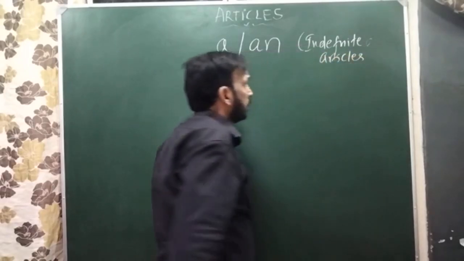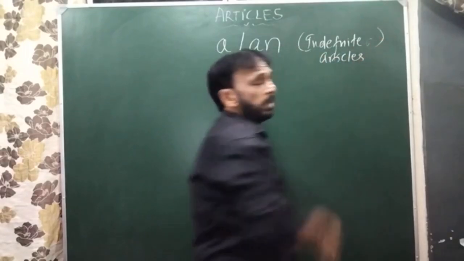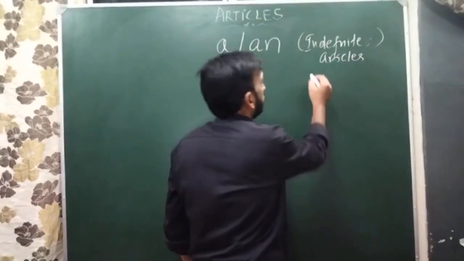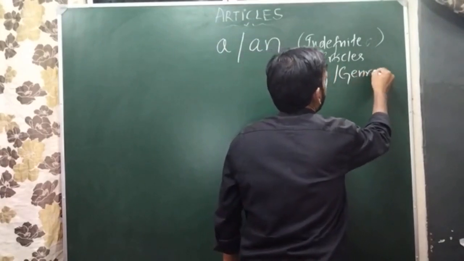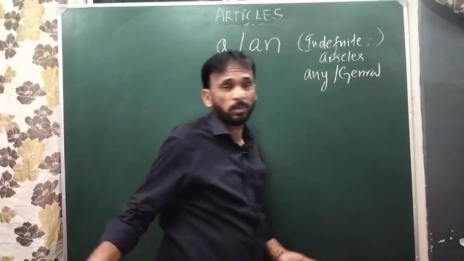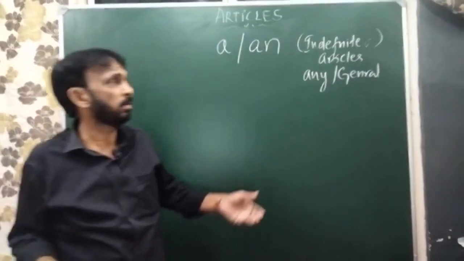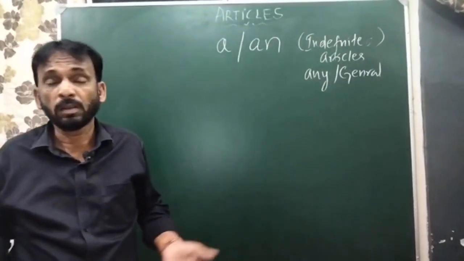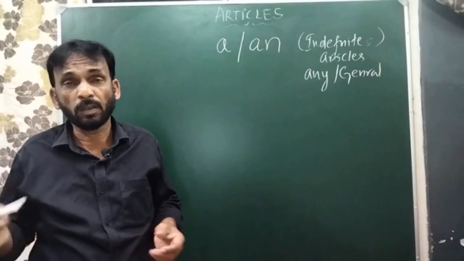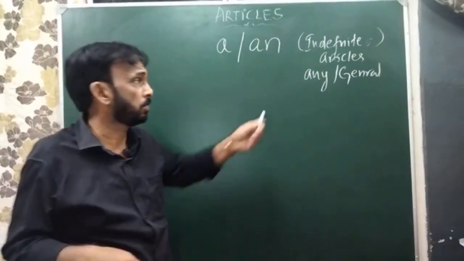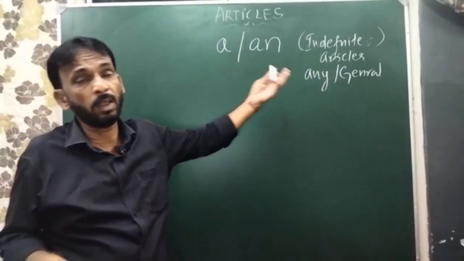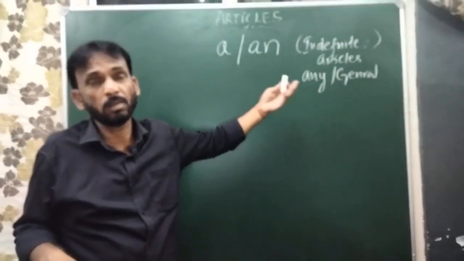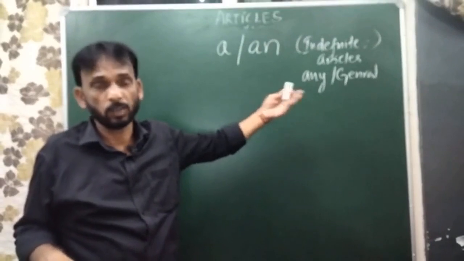Indefinite means any, general, random, generic. And the third article, the, is definite, it's specific. And a and an are indefinite articles. They are non-specific. They are not specific.